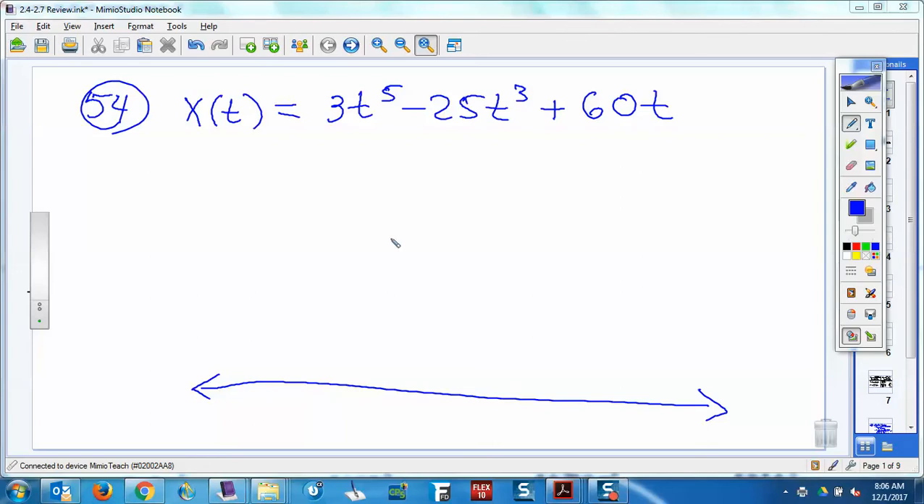A particle moves on the x-axis. We call this a particle motion problem. A particle moves on the x-axis in such a way that its position at time t greater than 0 is given by the function x of t equals, da da da. For which values of t is the particle moving to the left?